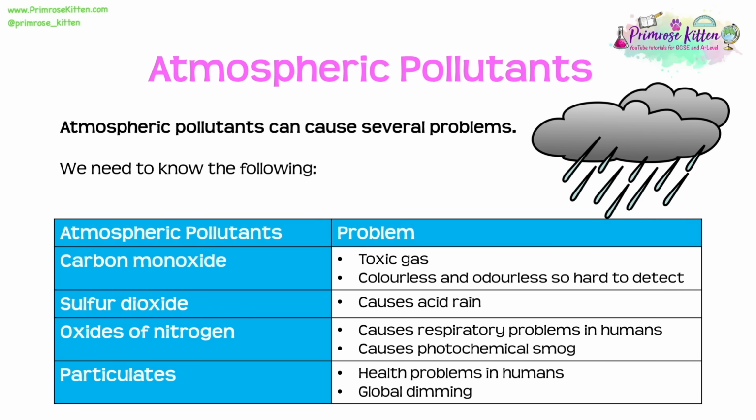This table here shows a summary of the problem with the different atmospheric pollutants. Carbon monoxide is a toxic or poisonous gas, and it is colourless and odourless, which makes it hard to detect. Sulfur dioxide causes acid rain. Oxides of nitrogen cause respiratory problems in humans, like aggravating their asthma, and it also causes photochemical smog. Whereas particulates, which is that carbon particulates or soot, they cause health problems in humans and also global dimming.